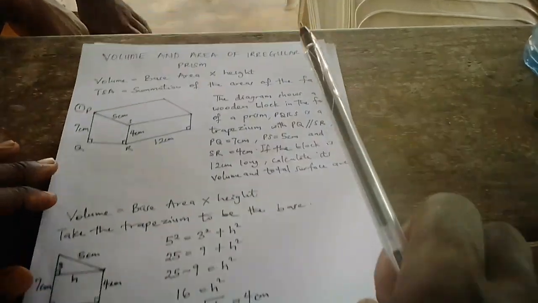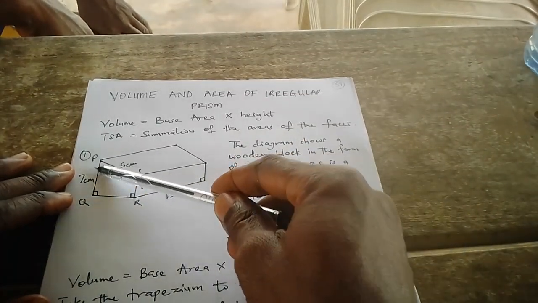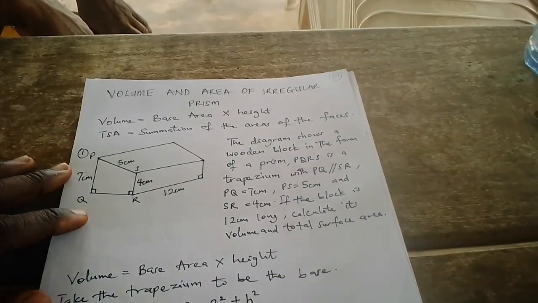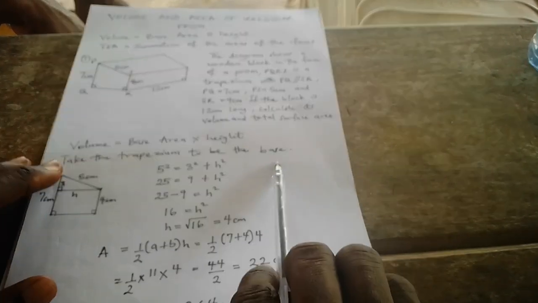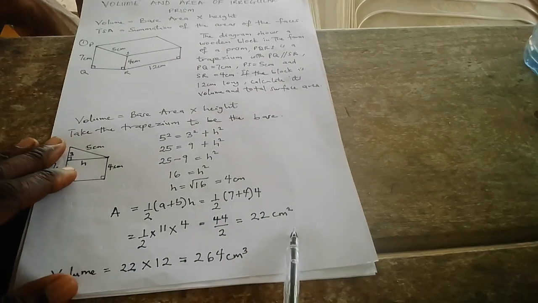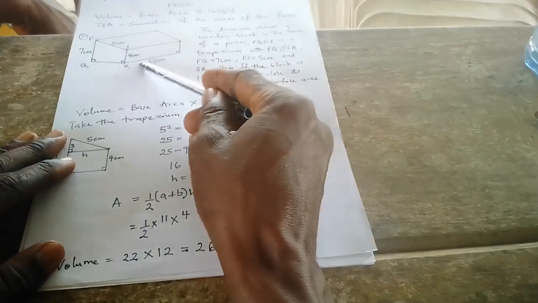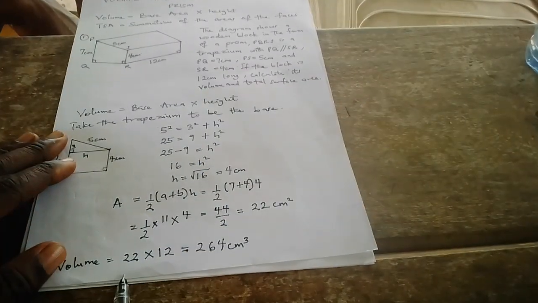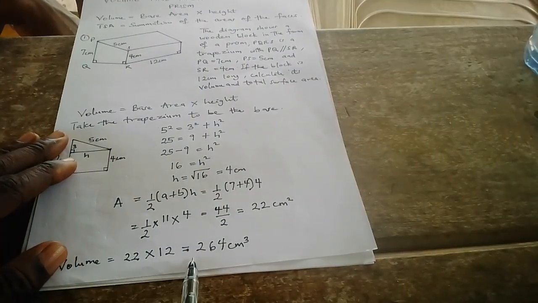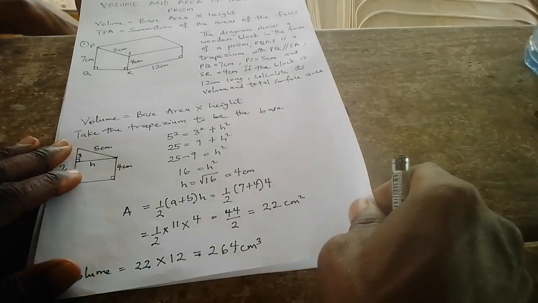It means the base, this trapezium is taken to be the base, which is what? 22 centimeters square. And we said the volume should be your base area times the height. So we've been able to look for the area of the base, which is 22 centimeters square. Then you now multiply it by what? The height. The height here is what? 12. The height here is 12. So multiply 22 by 12, which will give us 264 centimeters cube.